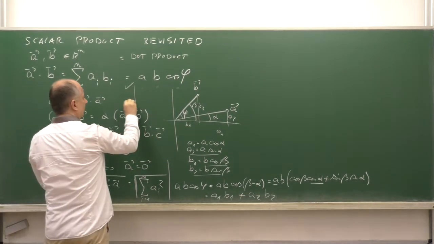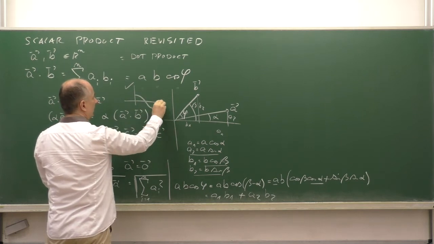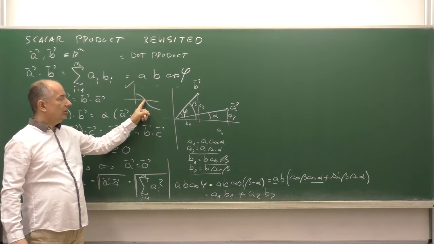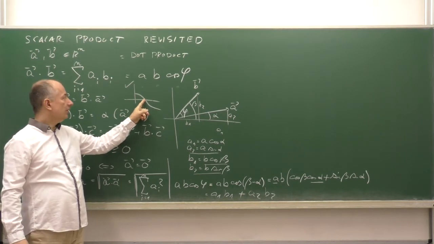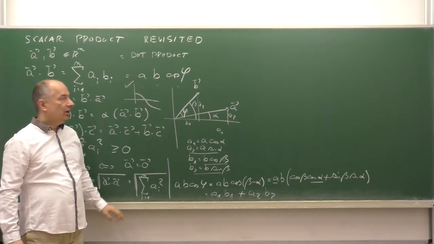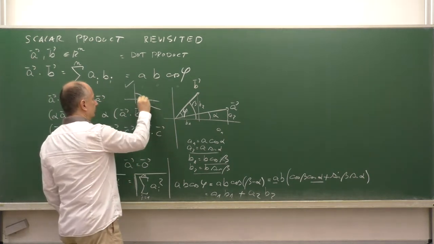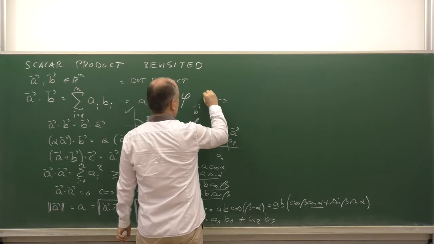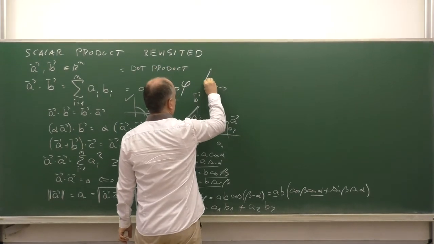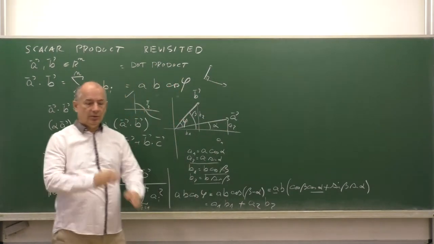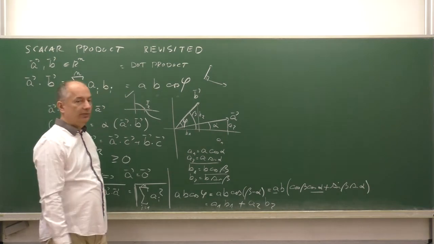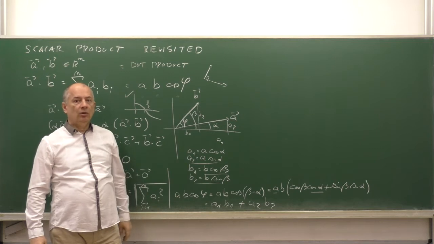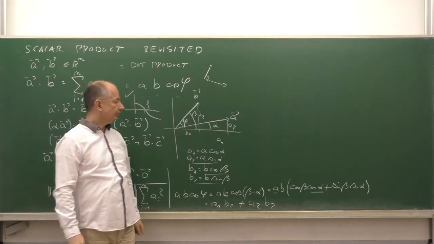Because cosine looks like that, it tells us that the scalar product may be equal to 0 even for non-zero vectors when phi is pi half. That means if the two vectors are perpendicular, that means a 90 degrees angle or pi half. Such two vectors are called perpendicular or orthogonal.